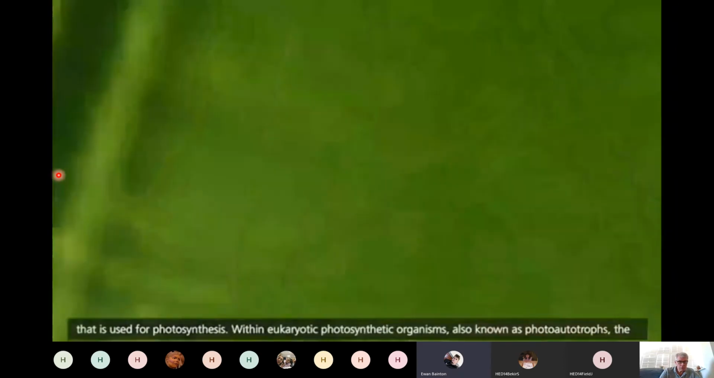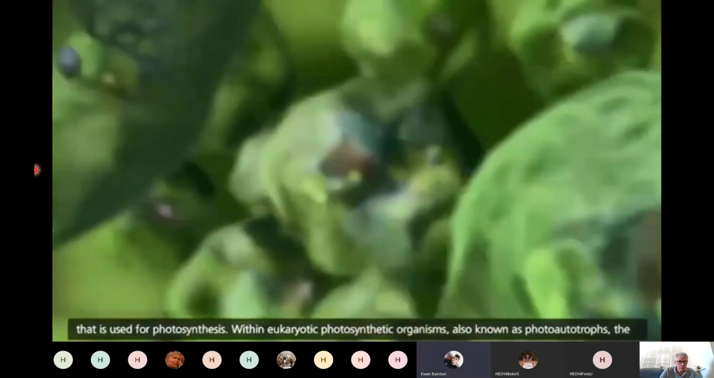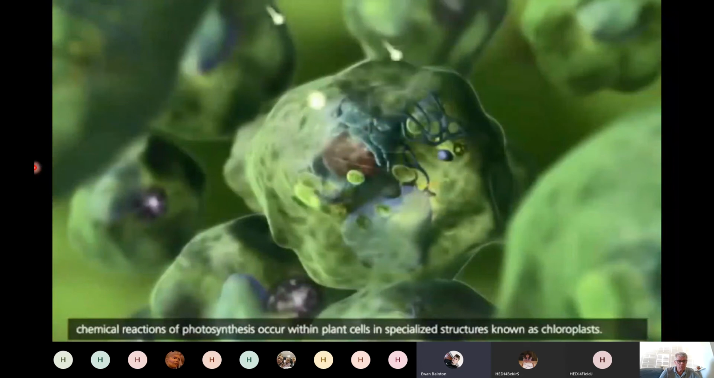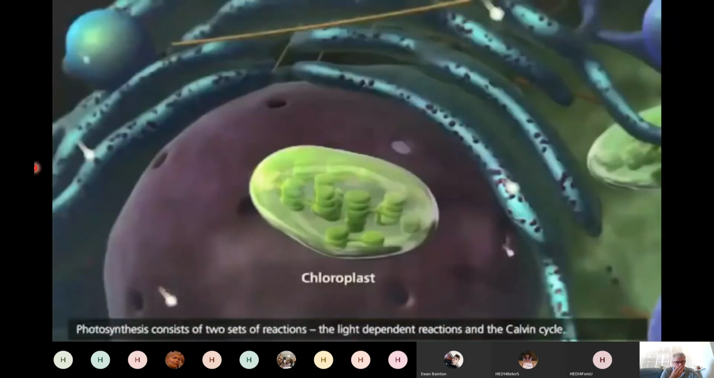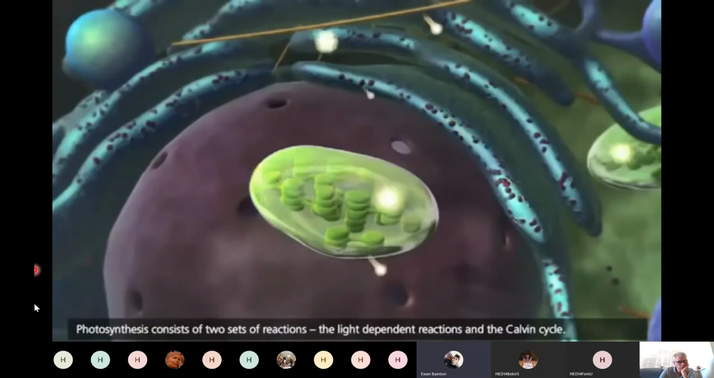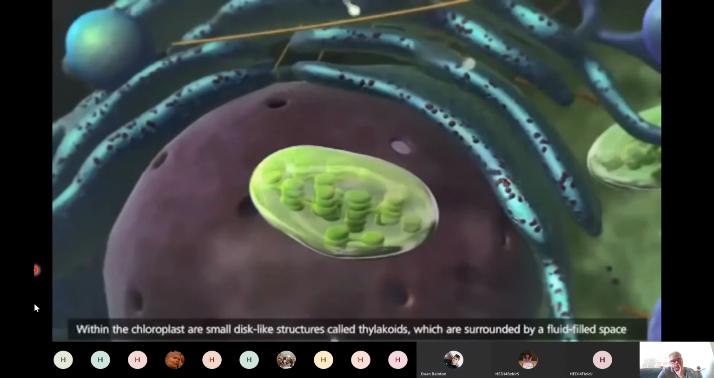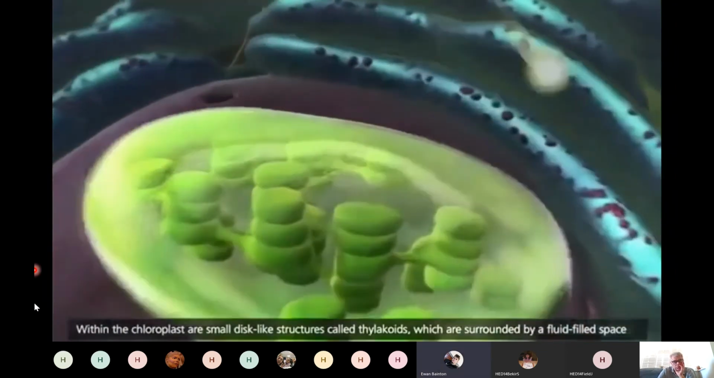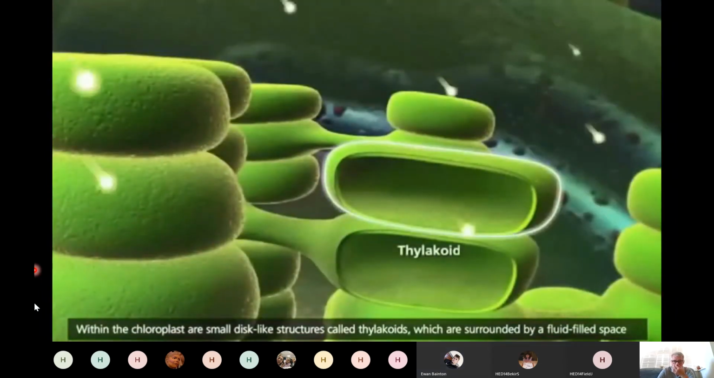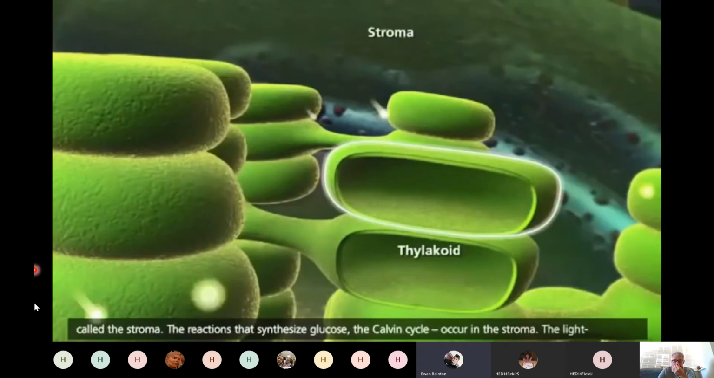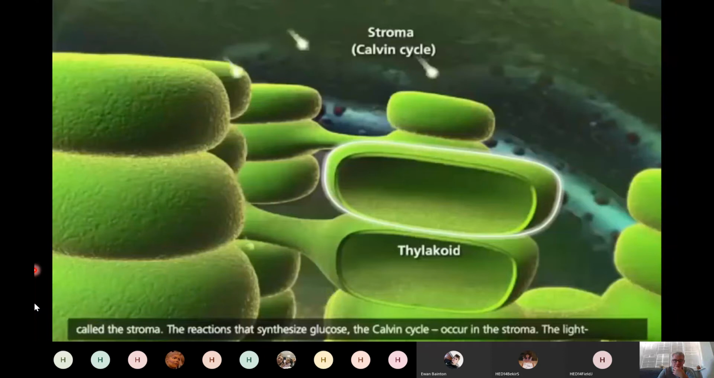Within eukaryotic photosynthetic organisms, also known as photoautotrophs, the chemical reactions of photosynthesis occur within plant cells in specialized structures known as chloroplasts. Photosynthesis consists of 2 sets of reactions, the light-dependent reactions and the Calvin cycle. Within the chloroplast are small disc-like structures called thylakoids, which are surrounded by a fluid-filled space called the stroma. The reactions that synthesize glucose, the Calvin cycle, occur in the stroma.